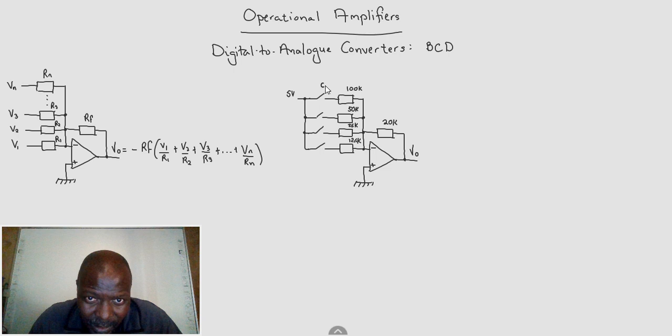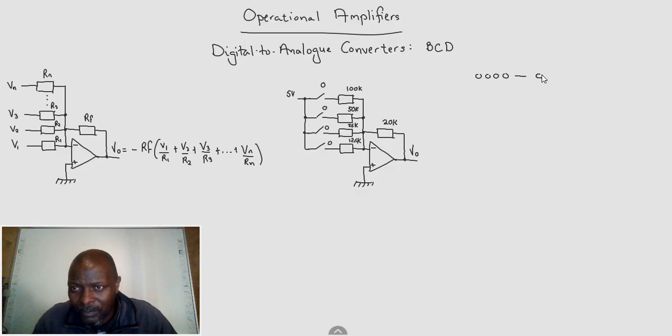Let's suppose we have 0, 0, 0, and 0. This would mean obviously no currents anywhere, so the sum of the total current will be 0, so the output will be 0. So 0, 0, 0, 0 gives us 0 volts. All right, let's turn that last one there to a 1.